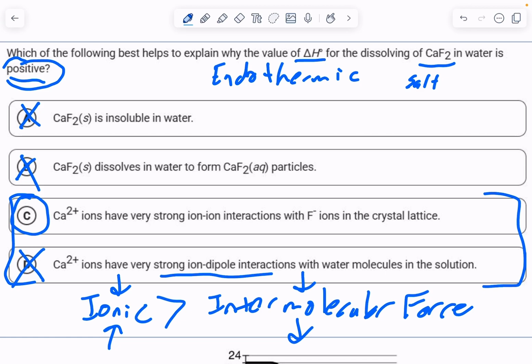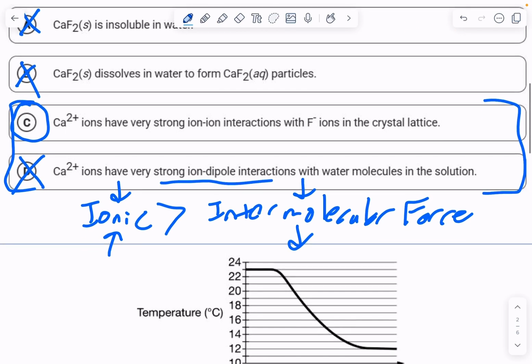Now, this is generically speaking. Obviously, ionic bonds are stronger than intermolecular forces. The reason C is right is that it follows what generally happens. So C works as the correct answer for this one.